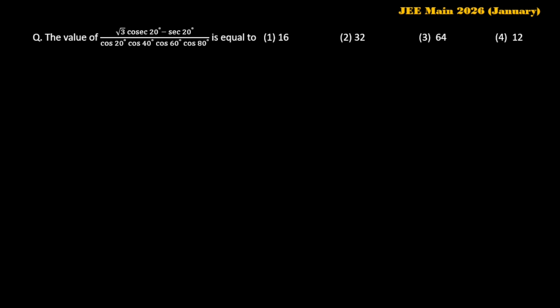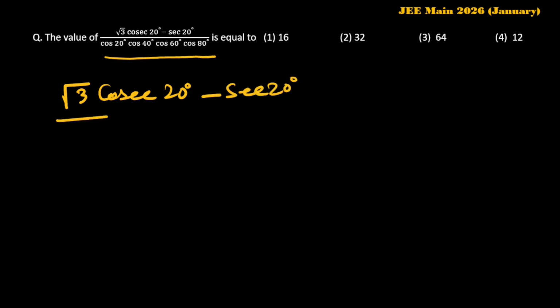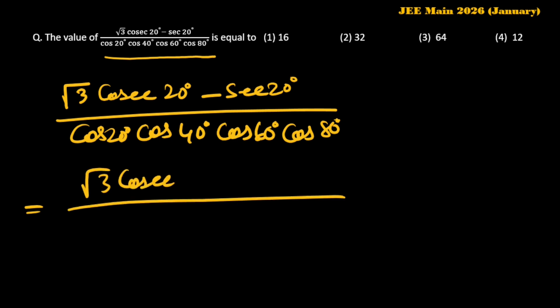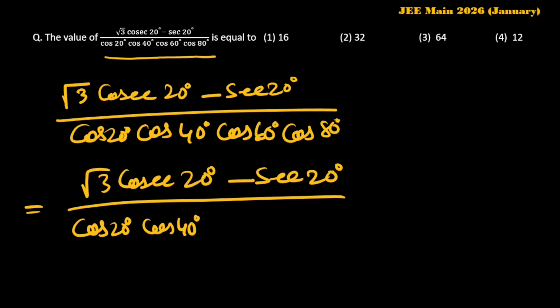Let us first carefully observe the problem. The question asks for the value of this expression. First we write it clearly: root 3 cosec 20 degree minus sec 20 degree, over cos 20 cos 40 cos 60 cos 80 degree. If you carefully observe the denominator, one beautiful pattern is followed. As usual we write cos 20, cos 40 and cos 80, after that cos 60.